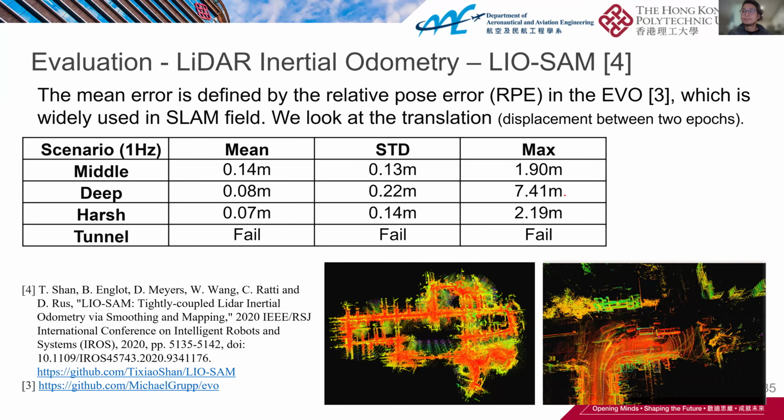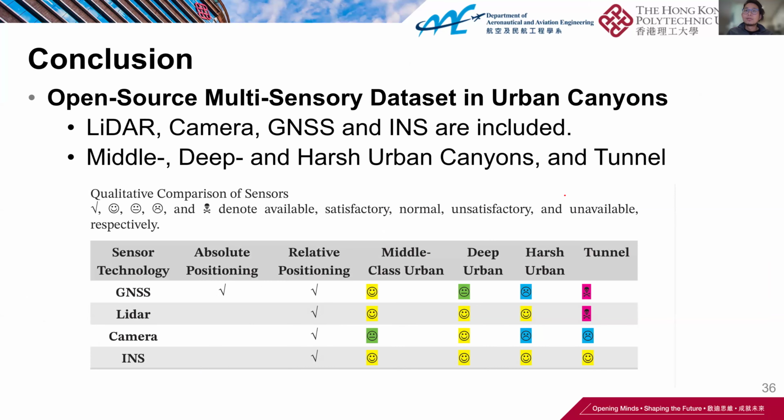Right, so here come my conclusions. We come up with an open source multi-sensor dataset in urban Kenya with LiDAR, camera, GNSS, and INS included. And we have more benchmark methods in the paper, so go ahead and check it.